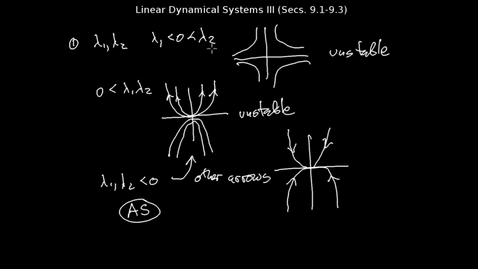If they're opposite signs, it's definitely unstable. If they're positive, it's unstable. The only way it can be stable, or asymptotically stable, is if both of the eigenvalues are negative. And that's more or less what happens in general. Let's look at the complex eigenvalue case.